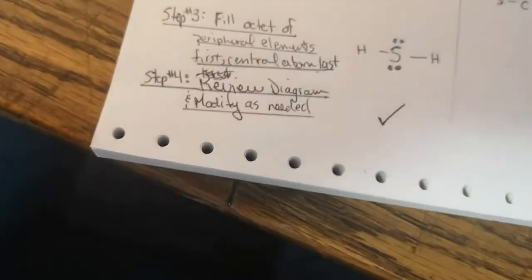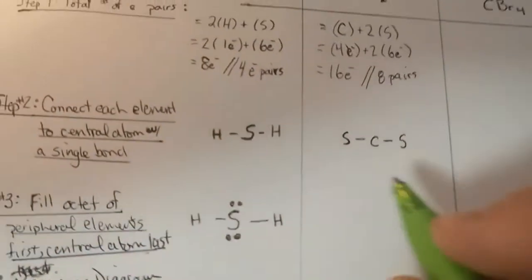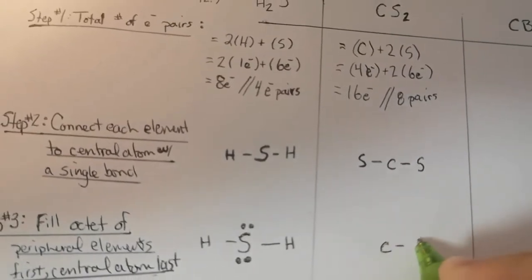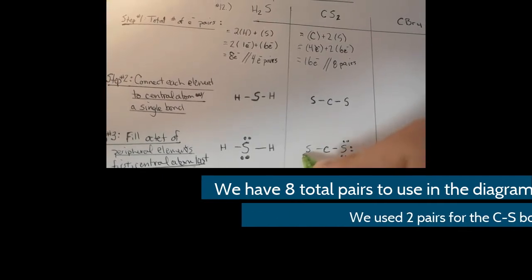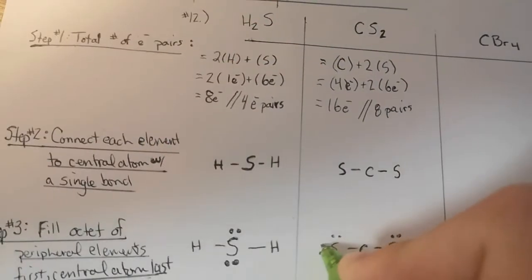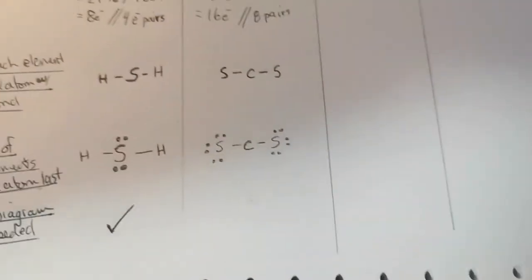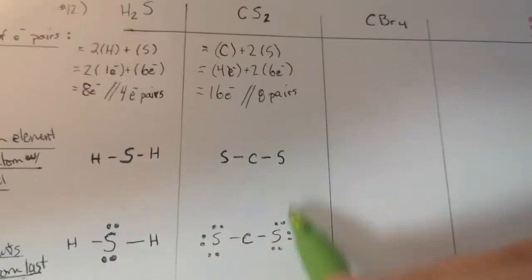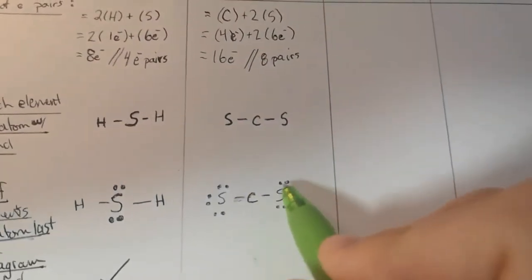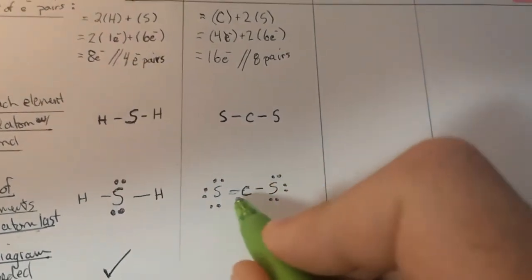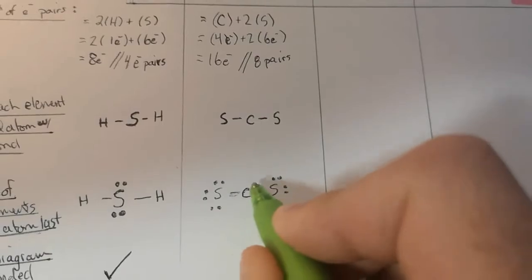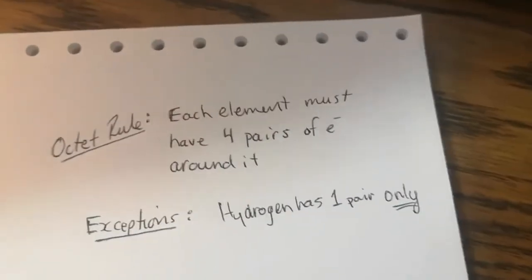This is where step number 4 comes in. Let's fill out the bond capacities of our remaining elements. Remember, we're somewhat mindlessly following these steps right now. We had 8 pairs. Here we have 1, 2, 3, 4, 5, 6, 7, 8 pairs. We've used up all the pairs, but our carbon has only 2 pairs around it. This violates the octet rule.